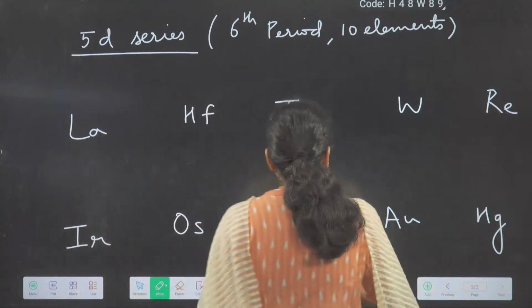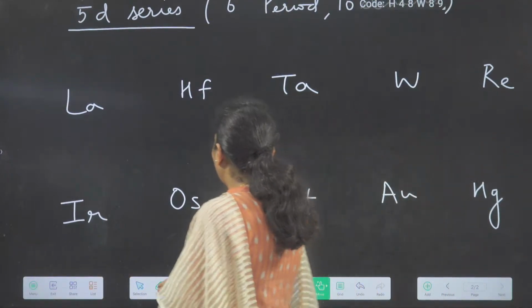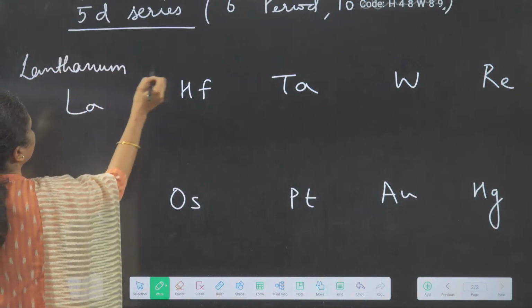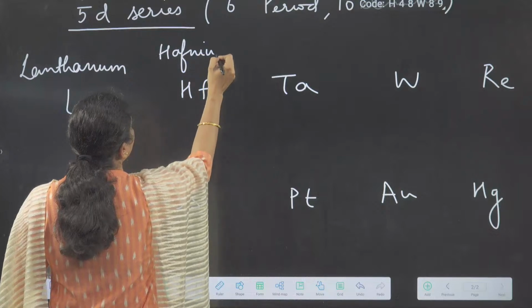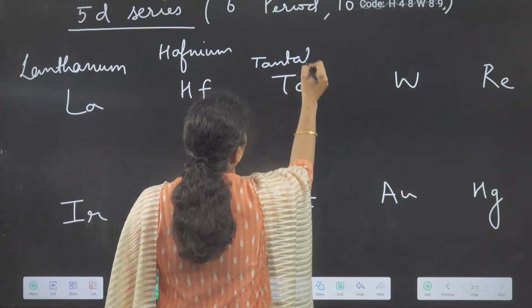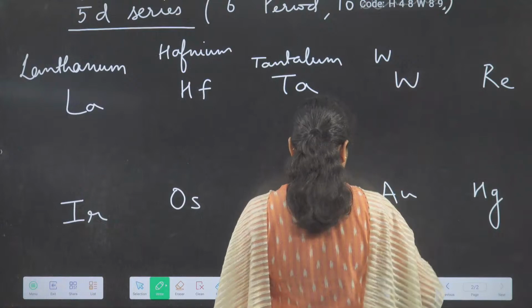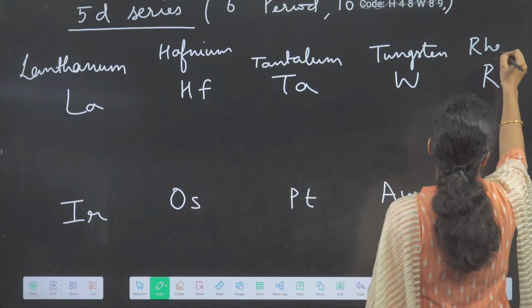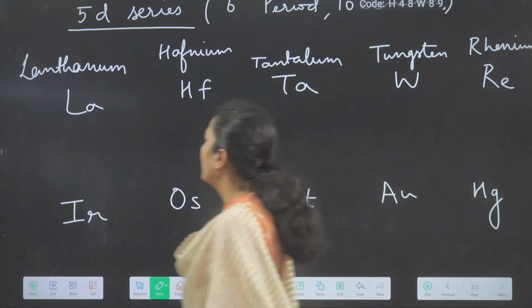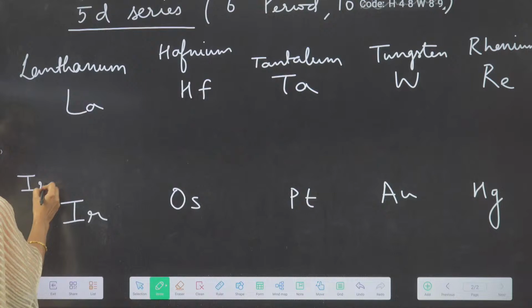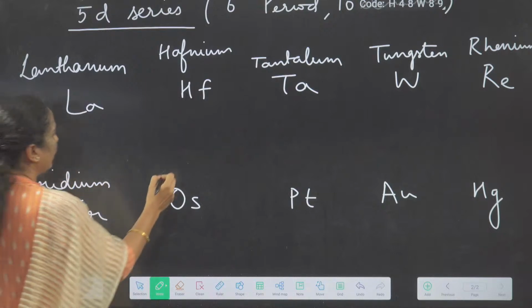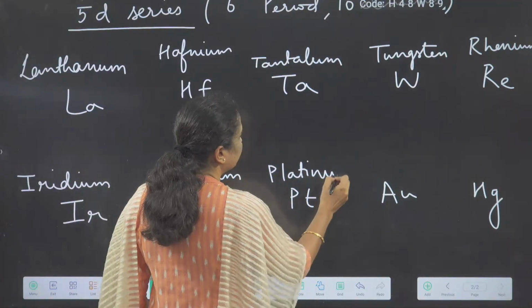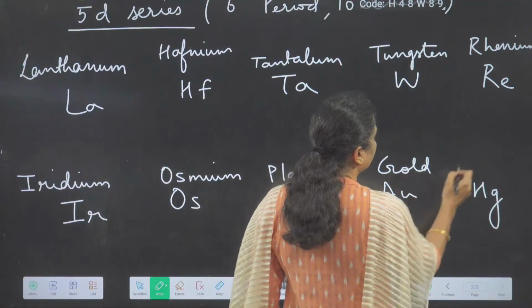Very good. So here I am first going to write down the names and then I'll tell you about the mnemonic. So it is lanthanum, hafnium, then tantalum. You are having here tungsten. Then you are having here rhenium. Then iridium. Then osmium. Then platinum. Then you are having here this one as gold and this one is mercury.